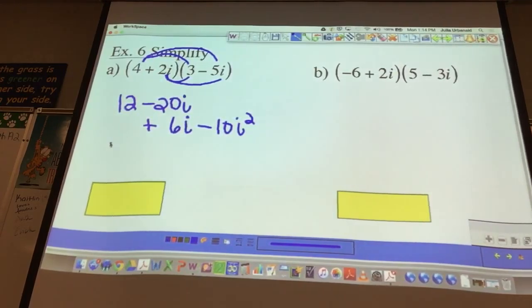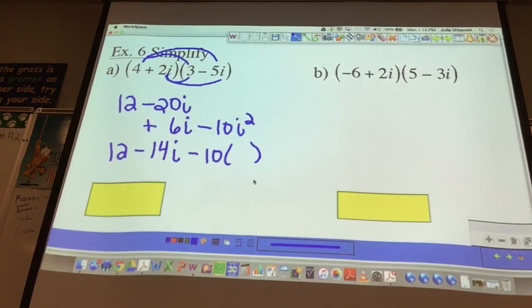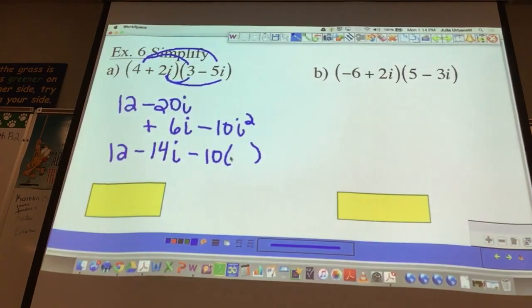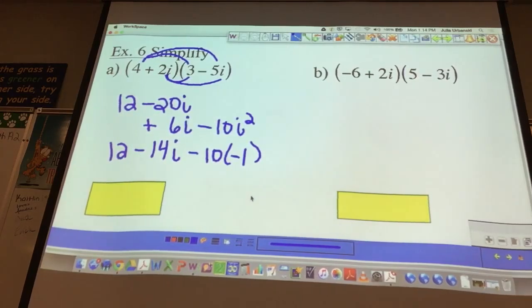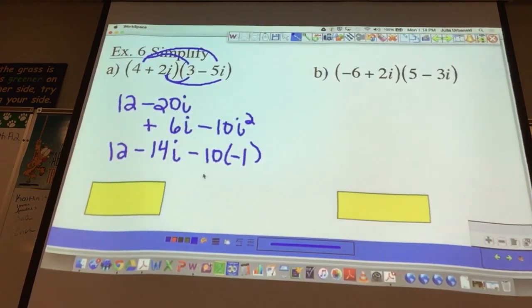Alright, 12 doesn't combine with anything. It's just 12. Negative 20i and 6i, negative 14i. This is negative 10 times what? What's i squared? 1 or negative 1? What's i squared? Negative 1. Every time you have i squared, it's negative 1. So this is really positive 10.